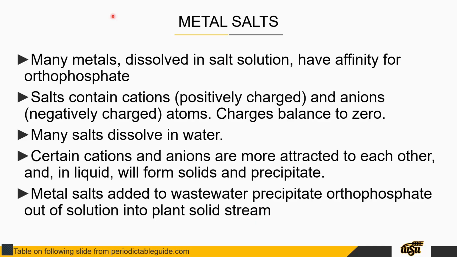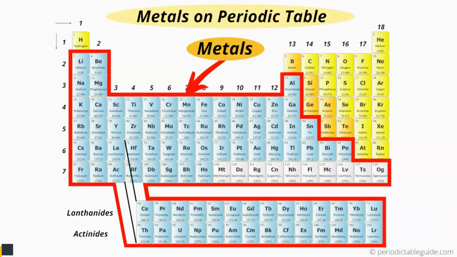So that's exactly what we're doing with the metal salts that are being added. And we'll talk about some of the common ones that are used. So what is a metal? Here on the periodic table, there's a lot of metals. Now, obviously, we're not going to use many of these that you're testing as contaminants.